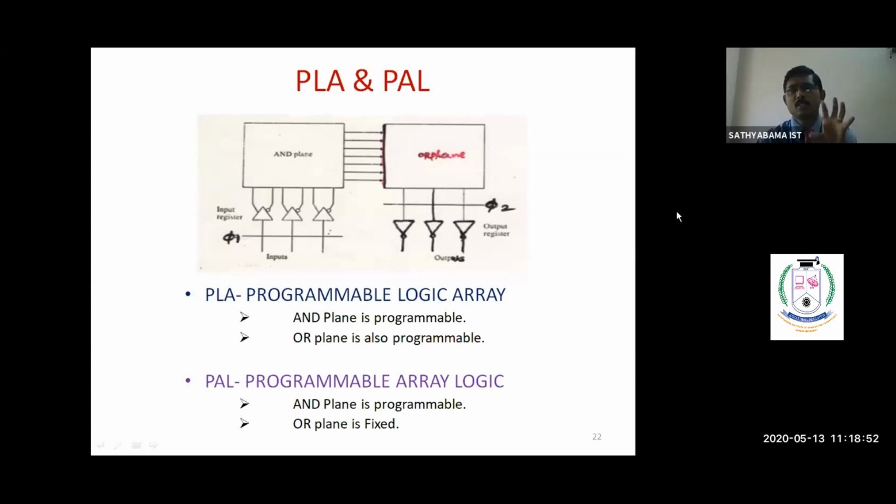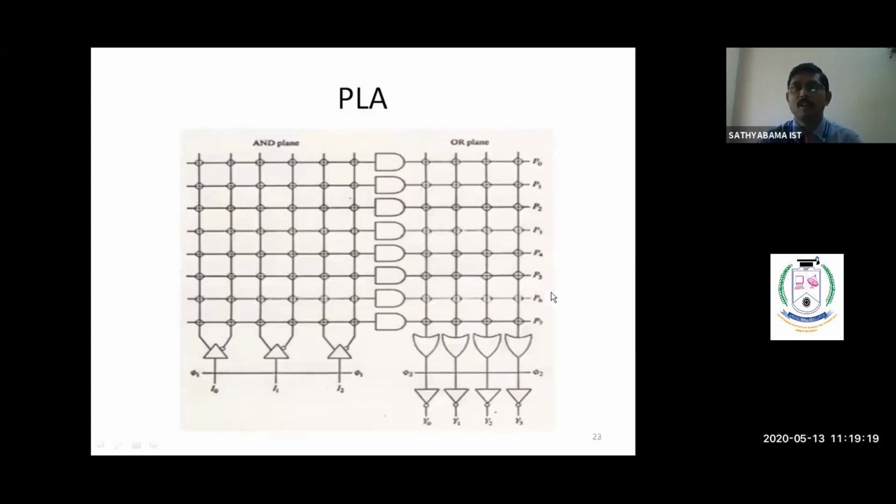Here the total size of the PLA or PAL is defined with respect to the number of inputs, the number of outputs, and the number of product functions or product lines. With respect to these three only, the total size of the PLA is decided. Okay, so here we are going to see one example for PLA design. This is the detailed structure for the AND plan as well as the OR plan. We give the input to the AND plan and take the output from the OR plan, and the lines connected between them are called product lines.